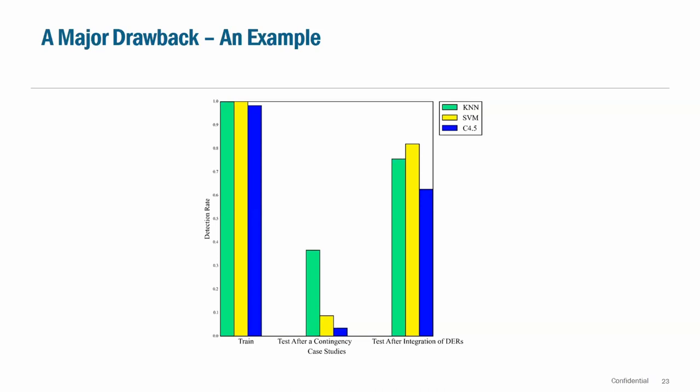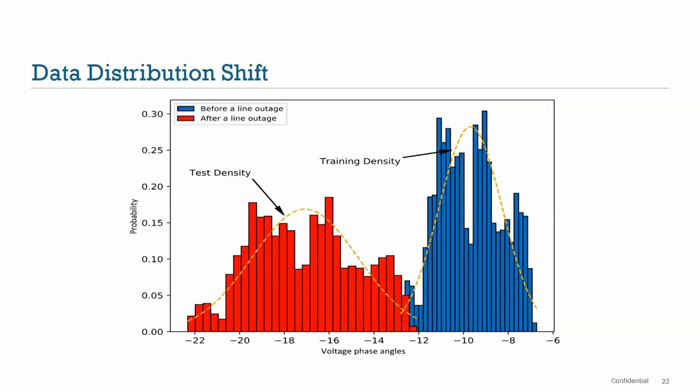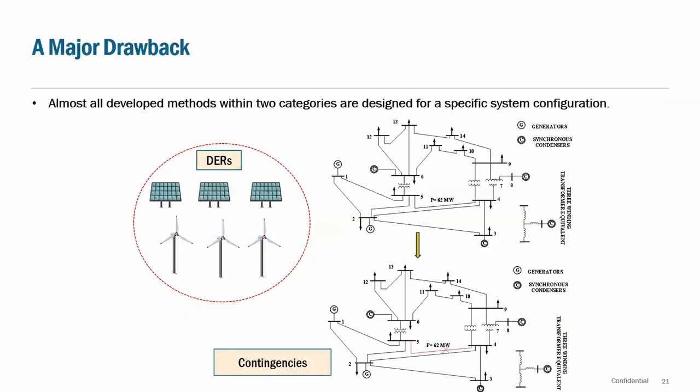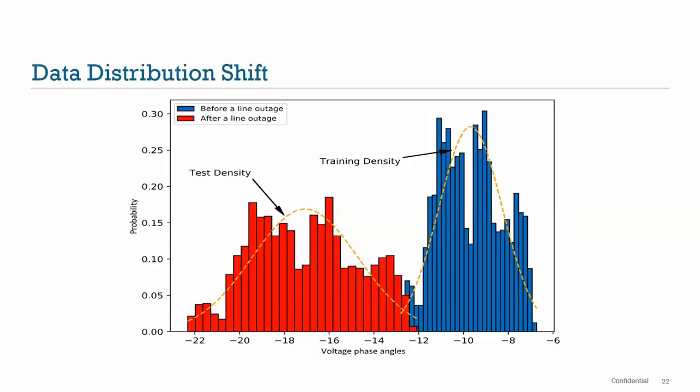What's the second and third one? For the second one, I imagine a line outage happens here, and after that line outage, cyber attacks happen. I mean, I have this distribution, and attacks happen on this distribution.